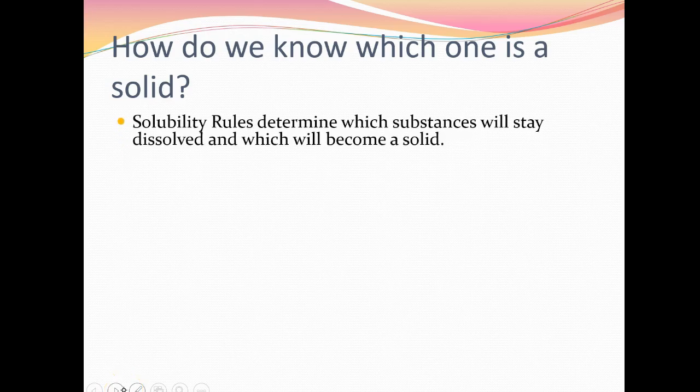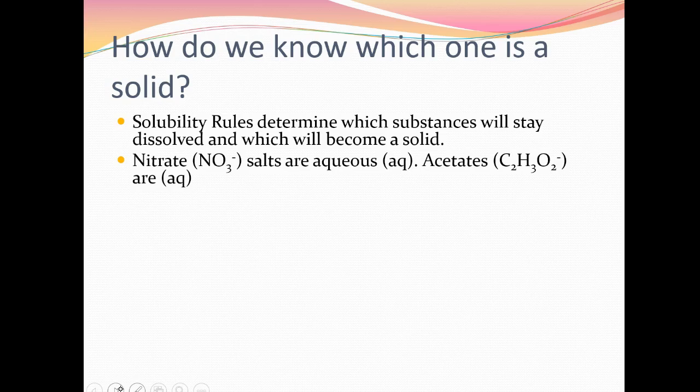So how do we know which one is a solid? Well, good question, because we need to know that. We're going to use something called the solubility rules. And the solubility rules determine which substances will stay dissolved and which one will become a solid. If you look on the back of your periodic table, that's where it is for Mrs. Packard and Mr. Lindenberger. I think Miss Ellis has it in her resources packet. So here's the rules.